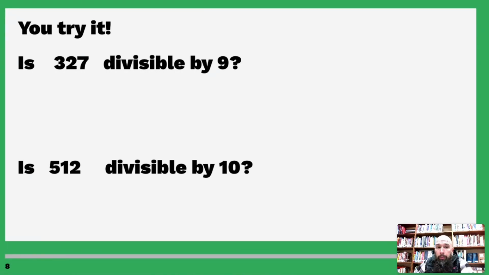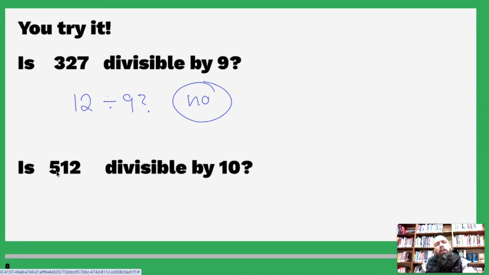All right, welcome back. For being divisible by 9, you add these numbers up. 3 plus 2 is 5. 5 plus 7 is 12. Then you see if you can divide 12 by 9. Can you? No. Then this number right here is not divisible by 9. Okay. Is 512 divisible by 10? Well, is the last digit 0? No. Then 512 is not divisible by 10.